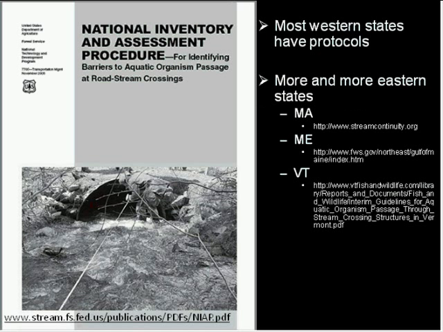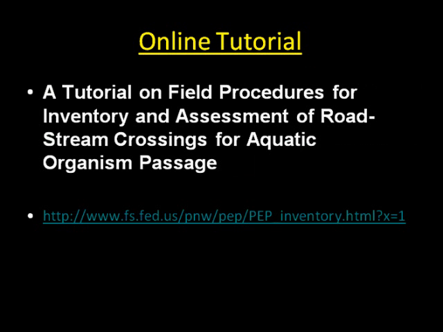Here's a great resource to evaluate passage at road stream crossings published by the Forest Service in 2005. Most western states have some form of a protocol for evaluating crossing, and some eastern states like Massachusetts, Maine, and Vermont have produced documents in the recent past. By the way, if you're interested in using the national procedure, the Forest Service recently completed a 30-minute online tutorial found at the website shown on this slide.